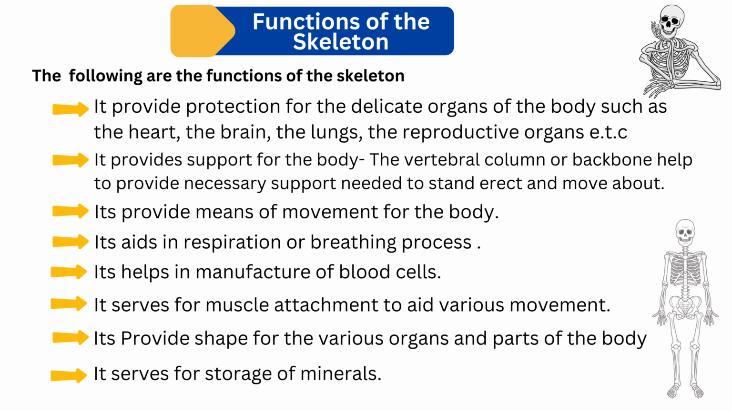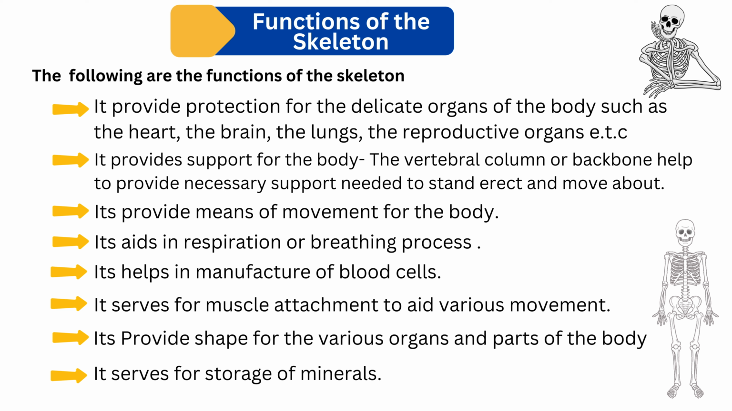Number 2, support. The framework of the skeleton also gives support to the body. For example, the vertebral column, the pelvic girdle, and the pectoral girdle form a framework which provides support to the rest parts of the body. Number 3, movement. The whole skeleton is made up of several pieces of bone which are jointed and bring about movement. Without the skeleton, animals will not be able to move from one place to another.